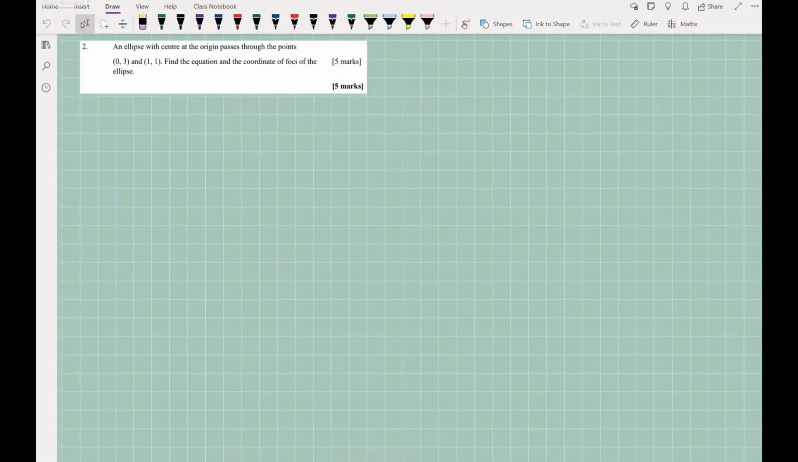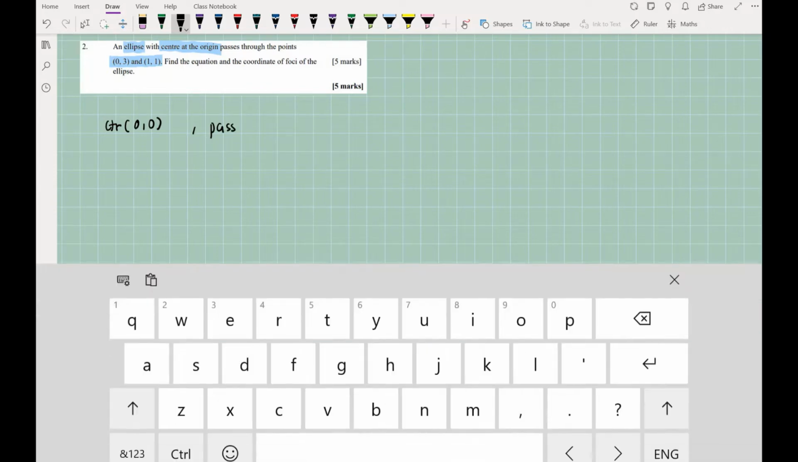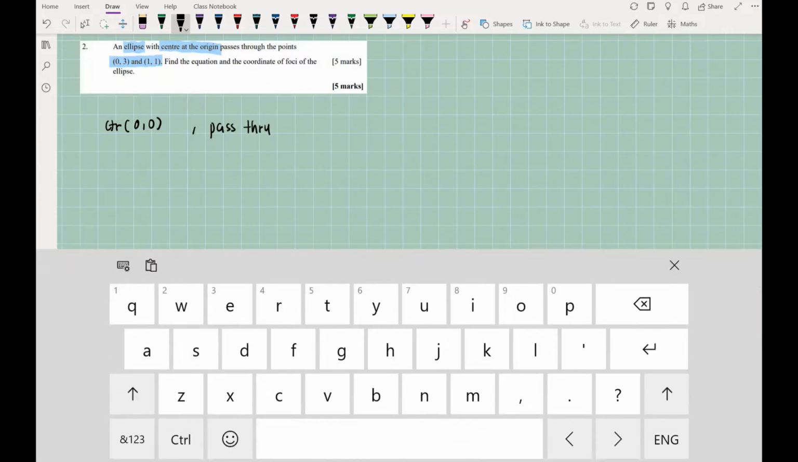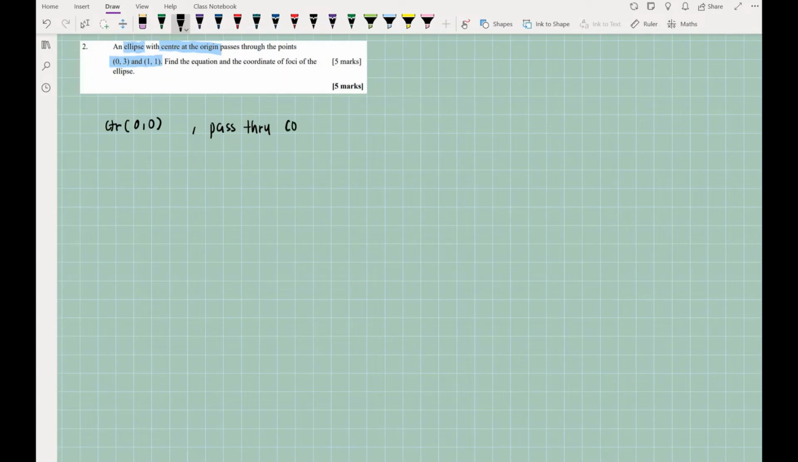Okay. Let's move on to question number 2. So, in this question, we have been given the info where we have an ellipse with center at the origin, and it passes through these 2 points. Okay, so we need to find the equation and the coordinate of our foci untuk ellipse berkenaan. So we are going to start with listing out the info. I know that my center is 0, 0, and then I have 2 points yang mana the ellipse passes through. The points are 0, 3 as well as 1, 1.